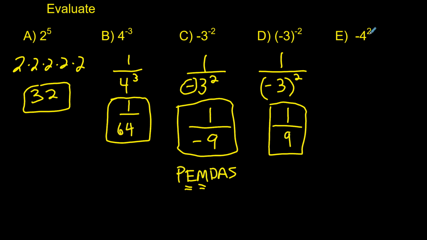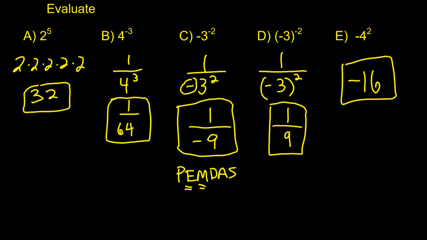And then the last one here, negative 4 squared. It's very tempting. A lot of people want to make it 1 over 4 squared to get rid of the negative, but that's only with a negative exponent. And so this just becomes negative 16. Nothing super fancy about that. You just square the 4 and it's still negative.